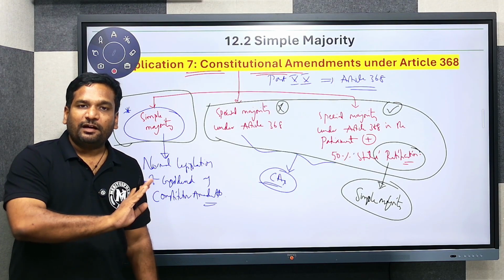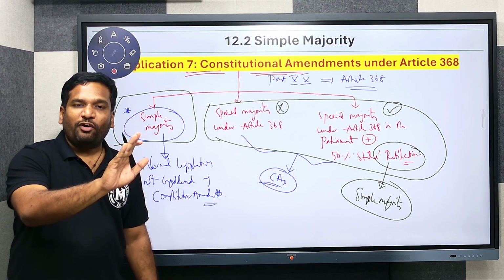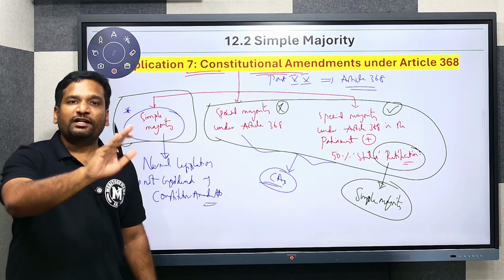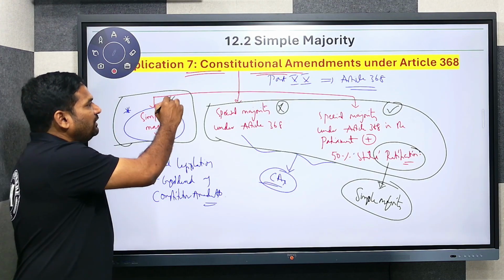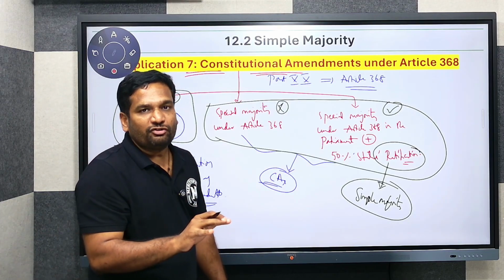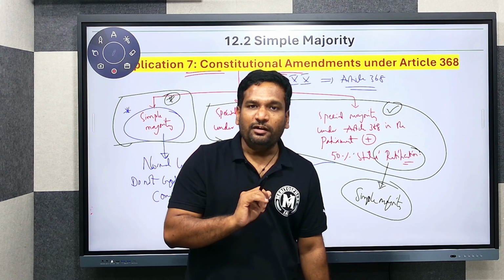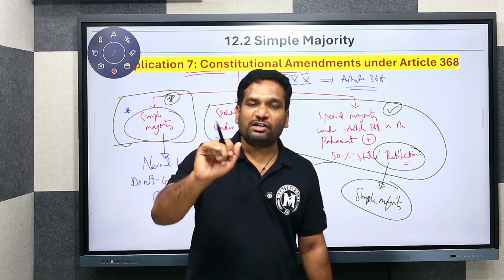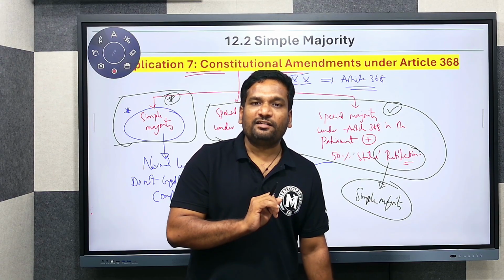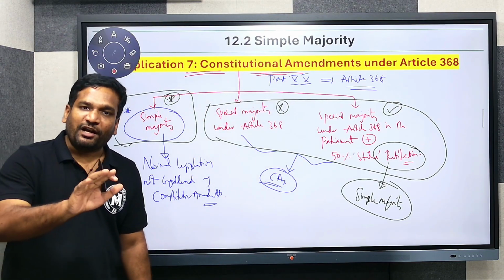application 6 says that all those constitutional amendments which fall outside the scope of 368, that is this first category, require simple majority. There are several provisions of the constitution which can be amended through simple majority. All those fall under application 6 of the simple majority. And application 7 says that even within the purview of Article 368, the simple majority is used.